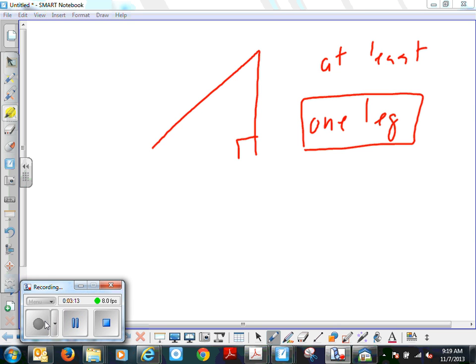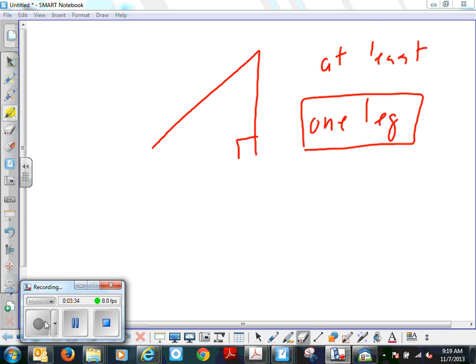So if you have two parts of any triangle, and one of them is a side, it doesn't have to necessarily be a leg, it could be the hypotenuse, then you can do SOHCAHTOA stuff, a squared plus b squared equals c squared. So you have the whole triangle. You have one side and one of anything else. Okay, so don't forget that.